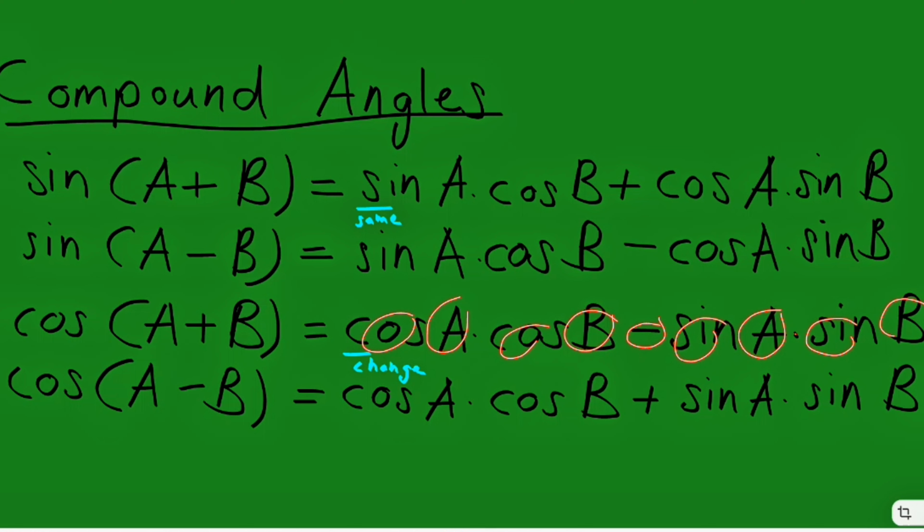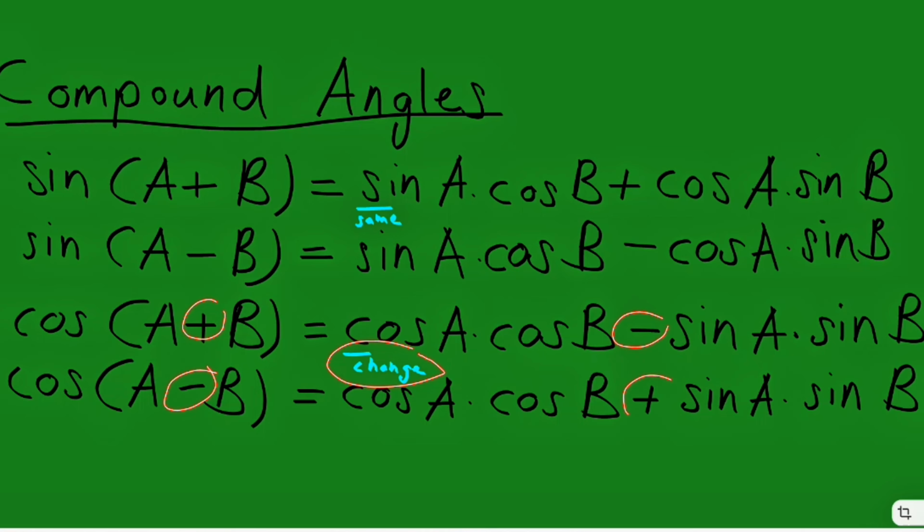Now, with cos, remember that this is change. Change meaning if it's a plus here, it'll be a minus here. If it's a minus here, it'll be a plus here. The sign changes. You can determine special angles with compound angles. It also helps out a lot when it comes to reduction. Yeah, it's very helpful when it comes to reduction. Break down a number that is way too high.